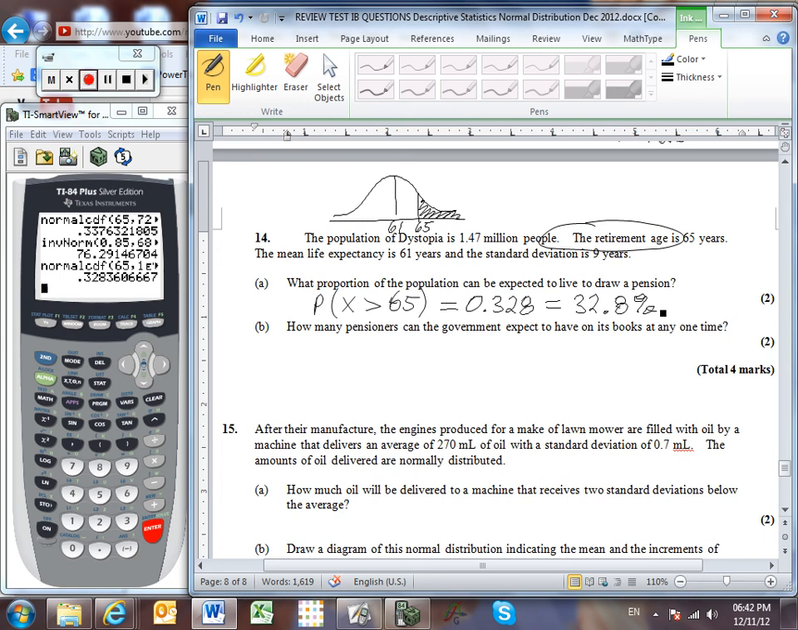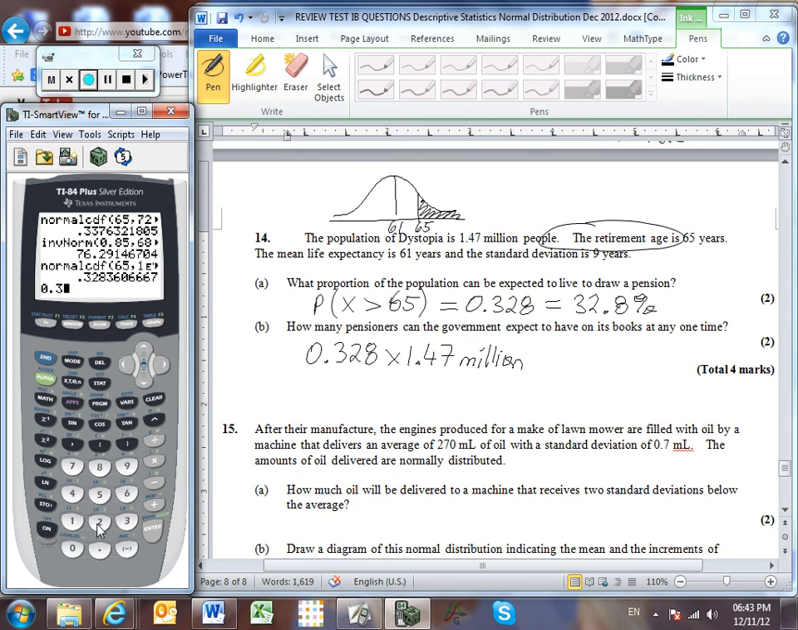Well, if 32.8% of our citizens of dystopia are of retirement age, then we just need to do 32.8% or 0.328 times our 1.47 million people. And so let's work that out: 0.328 multiplied by 1.47 million.